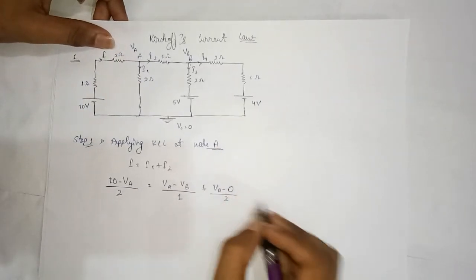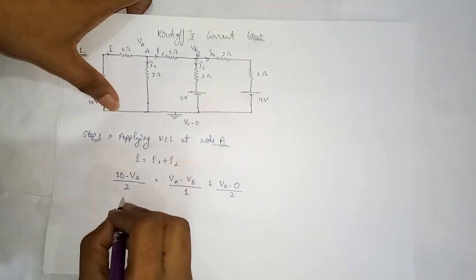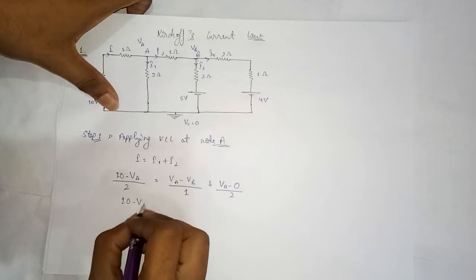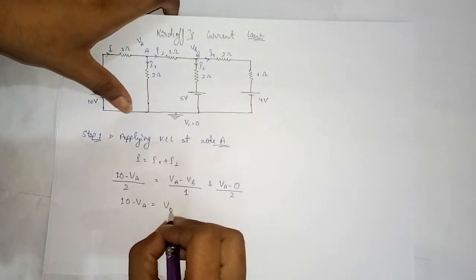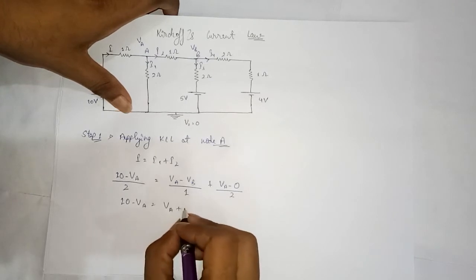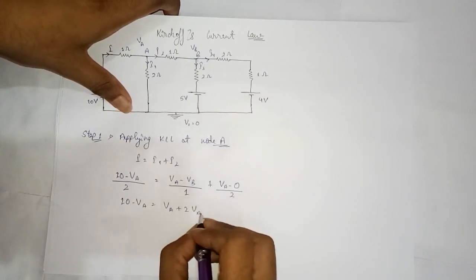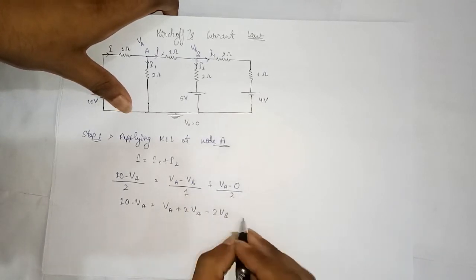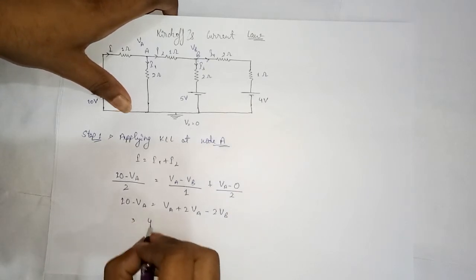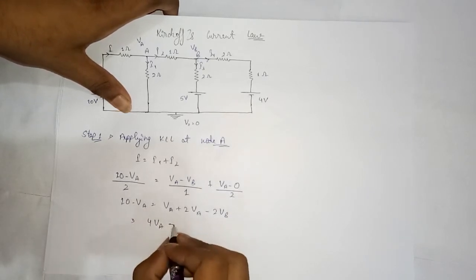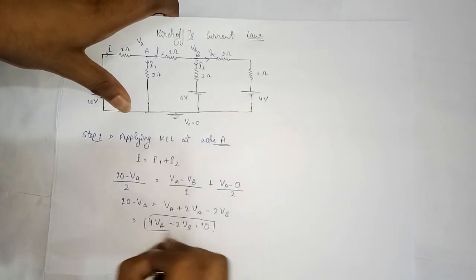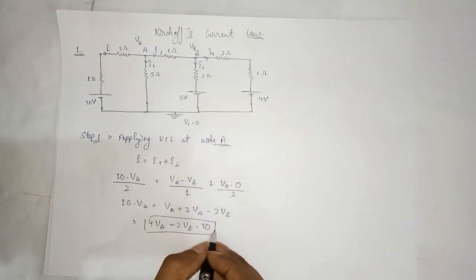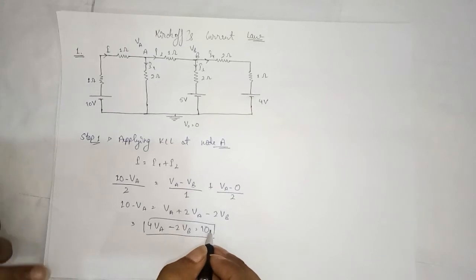Now solving this equation we will get 10 minus VA equal to VA plus 2 VA minus 2 VB. So we will get 4 VA minus 2 VB equal to 10. And this is our equation number 1.